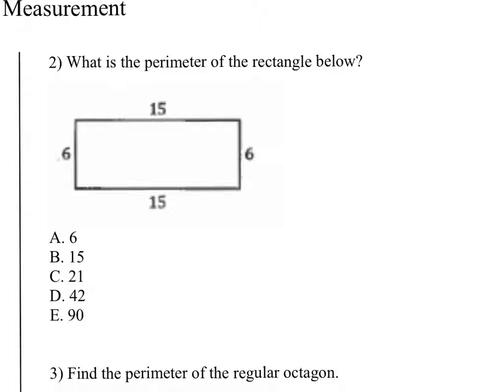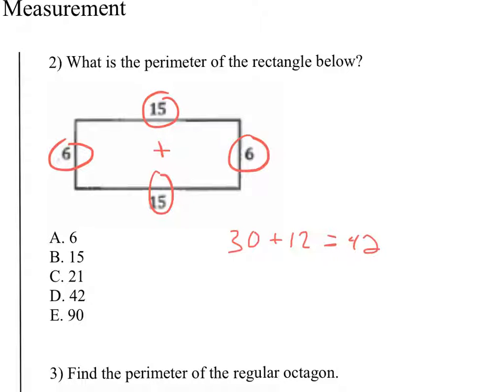Another perimeter problem, what's the perimeter of the rectangle? Once again, you add the lengths of all the sides. 15 plus 15 is 30. 6 plus 6 is 12. That's going to make this 42.